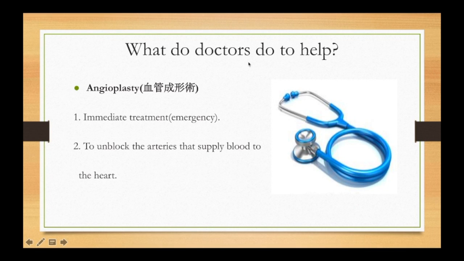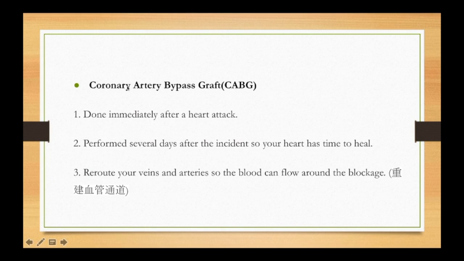So, what do doctors normally do to help the patient? The first one is angioplasty. It's an immediate, emergency treatment to unblock the arteries that supply blood to the heart. The second one is the coronary artery bypass graft, also known as CABG. It's not done immediately after a heart attack. It's performed several days after the incident, so your heart has time to heal. It just reroutes your veins and arteries so the blood can flow around the blockage.